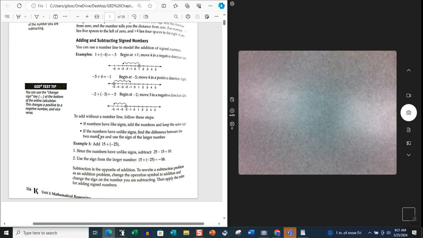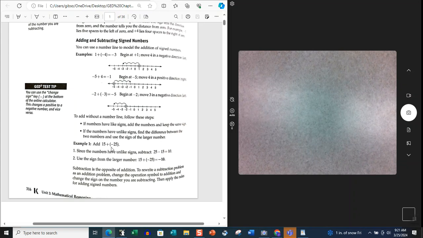Now the second one, if the numbers have unlike signs, find the difference between the two numbers and use the sign of the larger number. Okay, now if we look here, first let's look at these two numbers. We have 15 and 25. Now, we're going to disregard the signs for right now. Which one of these numbers is larger if we don't consider the signs? 25 would be larger than 15. So we look at the sign of the 25 as negative. So when we combine these two numbers, our answer is going to be negative.